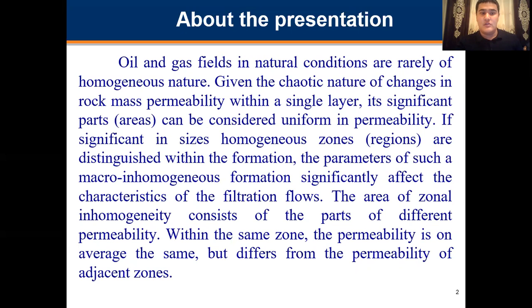The area of zonal inhomogeneity consists of parts of different permeability within the same zone. The permeability is on average the same, but differs from the permeability of adjacent zones.